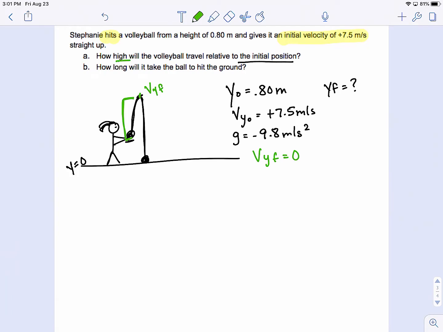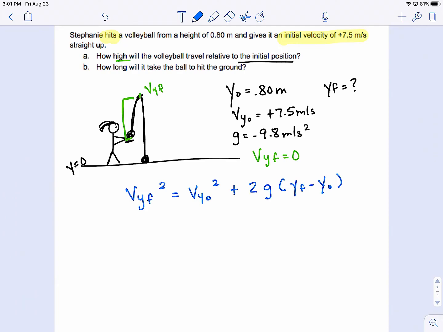How high will the volleyball travel? So we have enough information here. Notice I don't know anything about time, so I'm going to use that uniform acceleration equation that does not include time. So that's going to be y equals, nope, I lied. That's going to be Vy final squared equals Vy initial squared plus 2G times Y final minus Y initial.